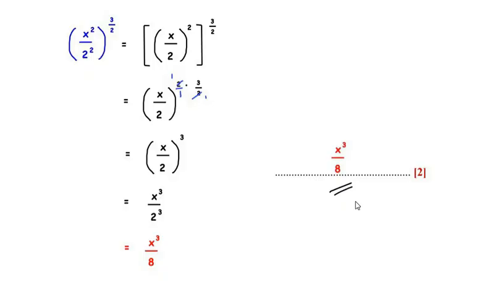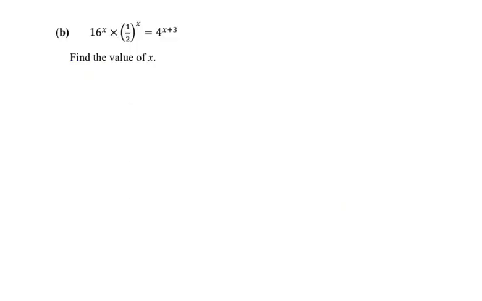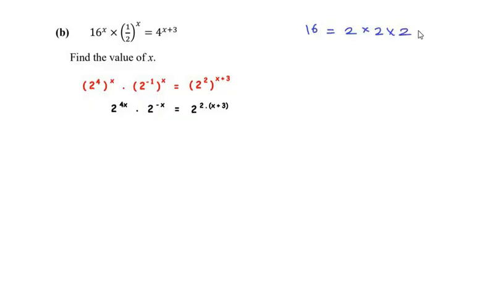Now let us move on to the B question. 16 to the power of x times 1 over 2 raised to the power of x is equal to 4 raised to the power of x plus 3. Find the value of x. Now here, let us try to get the bases, that is 16 and 4, in terms of base 2. So 16 can be written as 2 times 2 times 2 times 2. That is 2 has to be multiplied by itself 4 times. So we have written in place of 16 2 to the power of 4 raised to the power of x times.